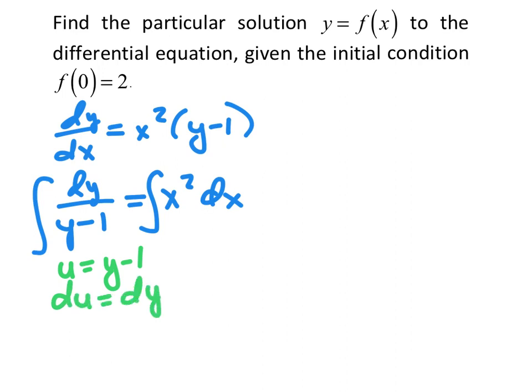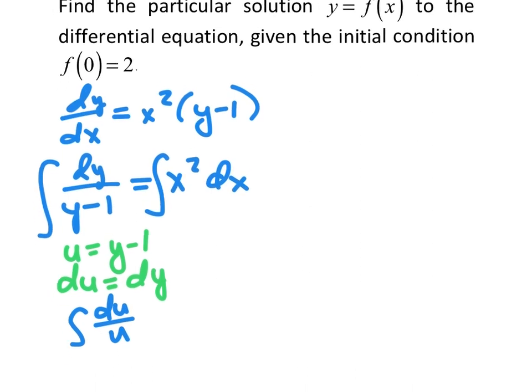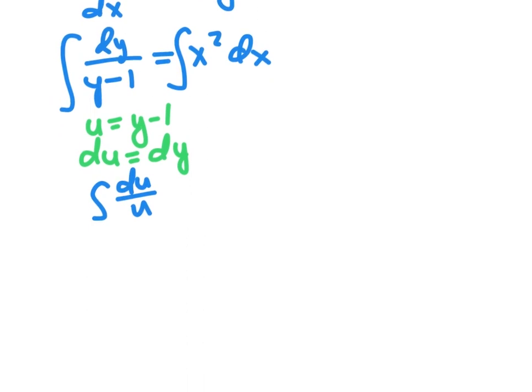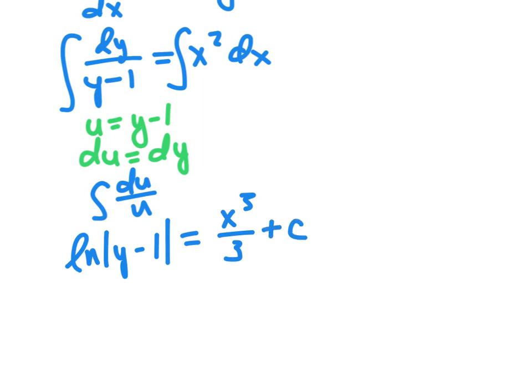So then if I rewrite it, we have the integral of du over u, which goes back to ln absolute value of u. Now I'm going to have to move this up because I have to write a lot with this. So I have ln absolute value of u, which is y minus 1, is equal to, now I need to bring down the antiderivative for x squared, which is x cubed over 3, plus our constant c.